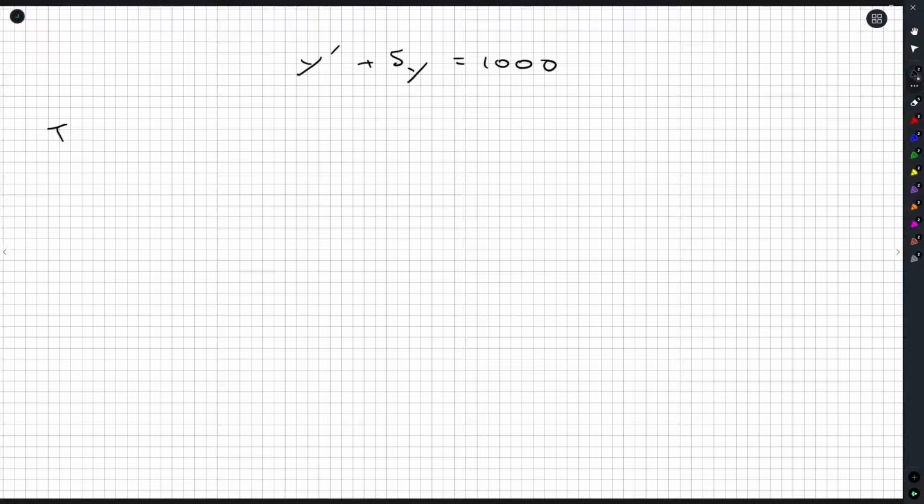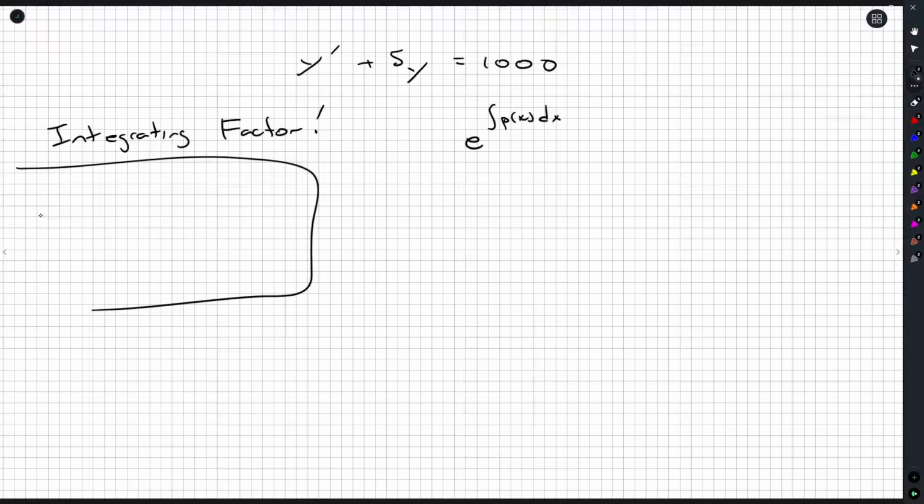Okay, so first things first, we need an integrating factor. That's e to the antiderivative of your p of x function. Remember, the general form, just in case we've forgotten, is y prime plus p of x y equals q of x. That is standard form for a first order linear differential equation. The plus is so important. That's why I always try and mention it.